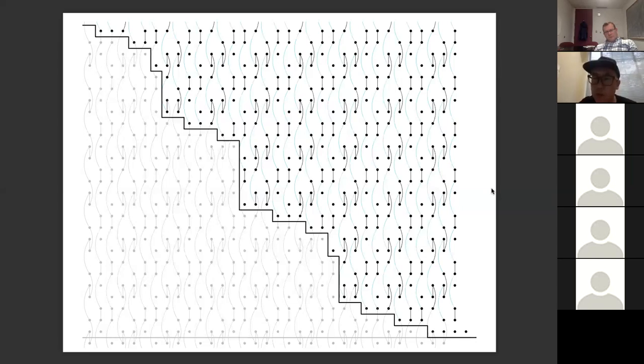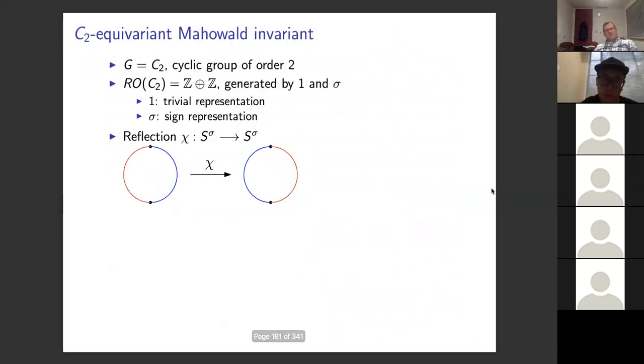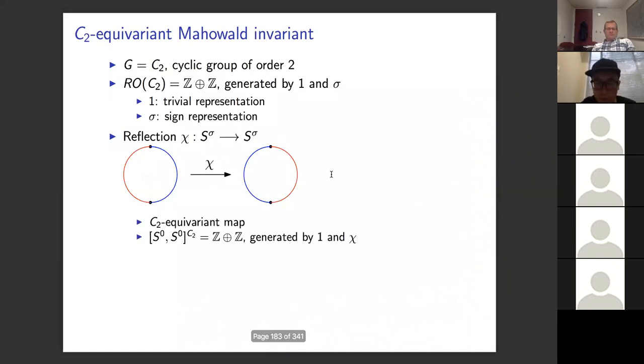To motivate this picture, I first would like to talk about the classical Mahowald invariant in the C2 case in a little bit more detail. So there's a map, which is a reflection. We have the sign representation sphere. The 2 points here are the fixed points, and the action of C2 is the reflection. This reflection also gives us a map between the two representation spheres. It's a C2 equivariant map.